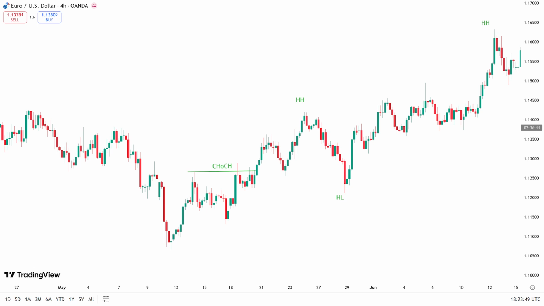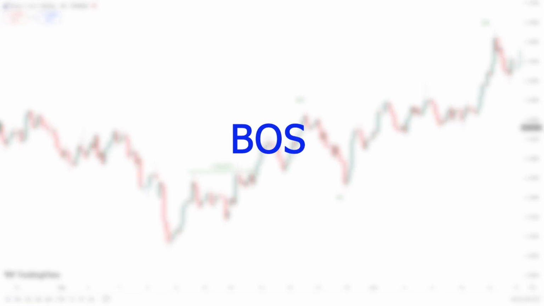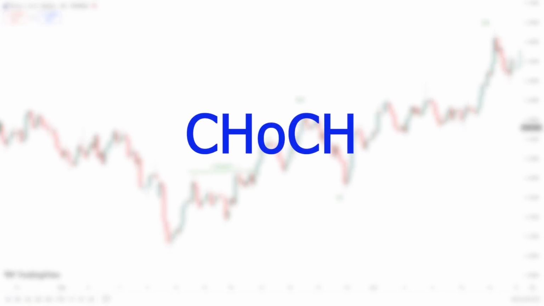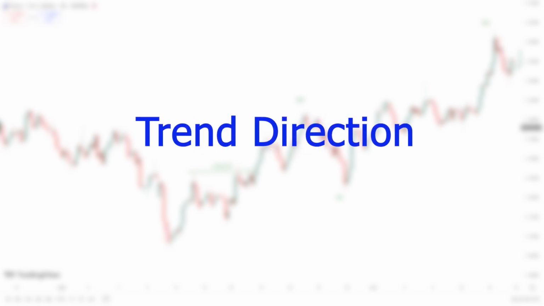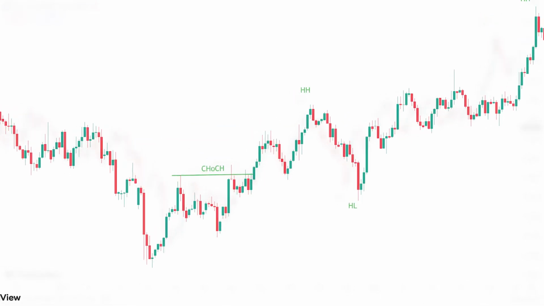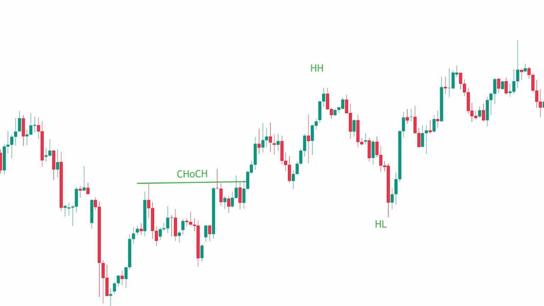Every trader wants to understand market structure, but most traders skip the foundation. They learn break of structure. They learn change of character. They learn trend direction. Yet they still struggle to read the market correctly.